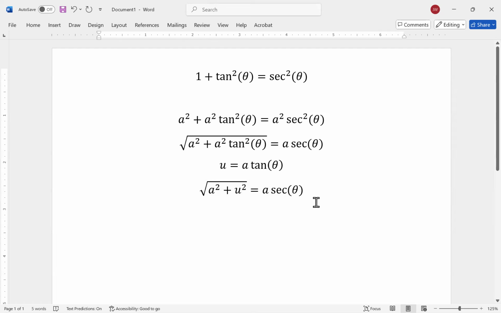So essentially what we're doing is a substitution where u is equal to a tan theta in this case, or in the other cases, u is equal to a secant theta, or u is equal to a times sine of theta.